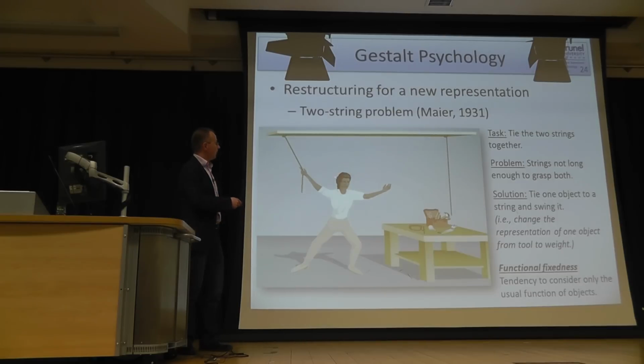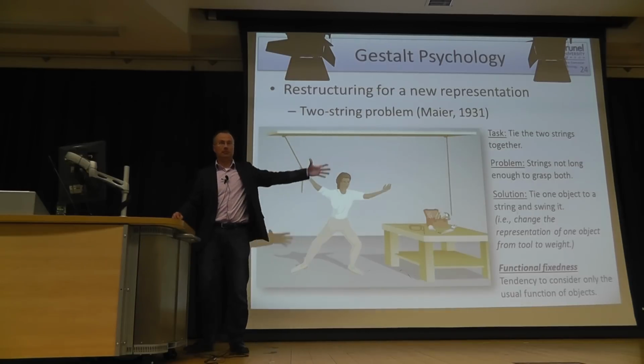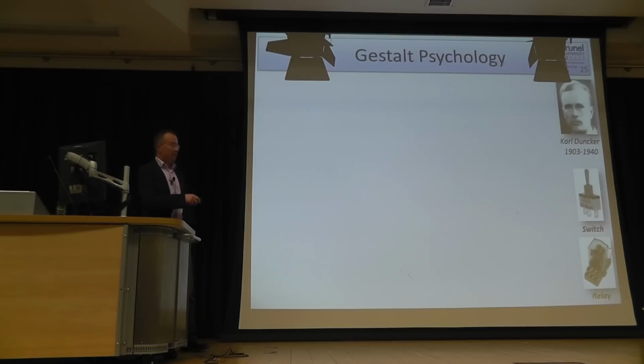This two-string problem, you can solve that only if you tie something to that string and then you bring it to swinging, so that it comes over to you and you can grasp it and then you can tie it together. And they had the same thing here. Okay?